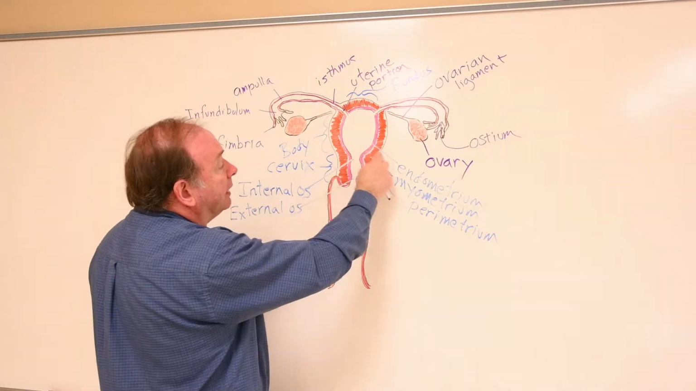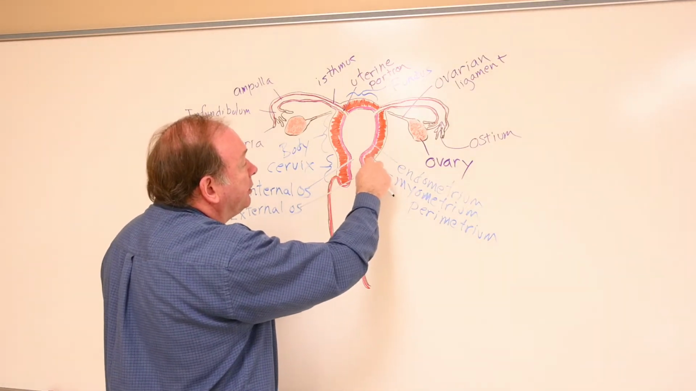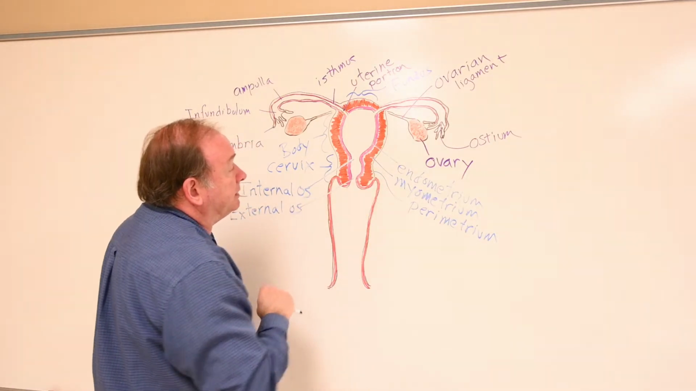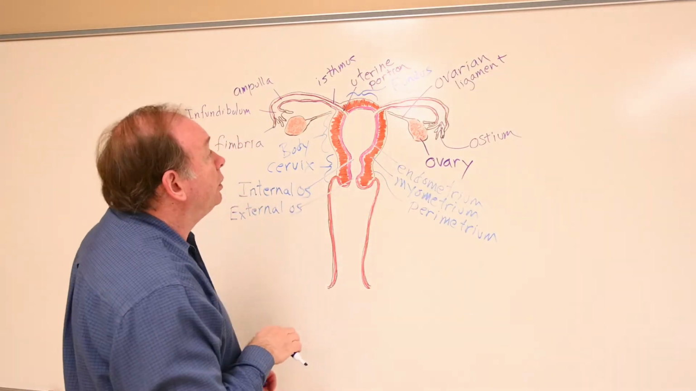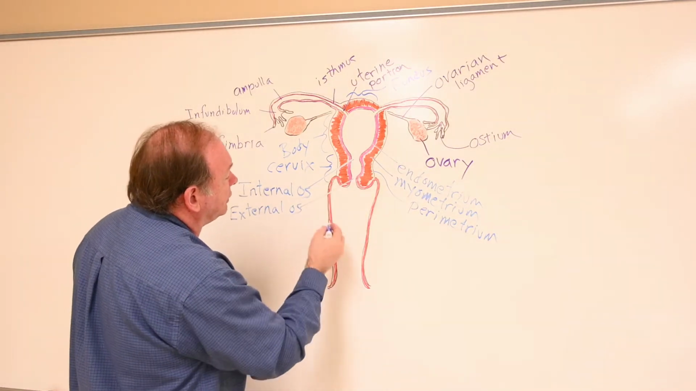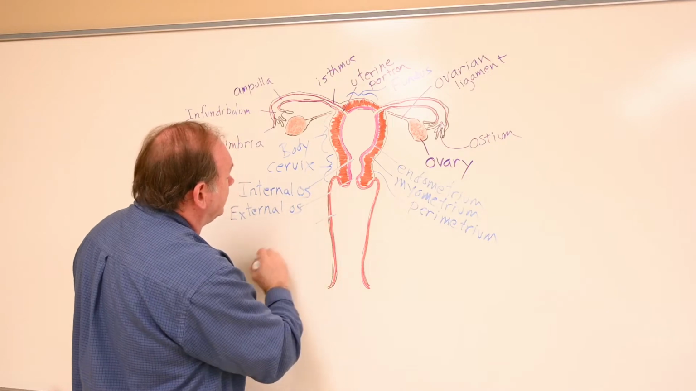down below. There are three layers to the uterus: endometrium, myometrium, and perimetrium. The myometrium makes up the main thickness of the wall of the uterus. That cervix extends down into the vagina. This is the vagina here.